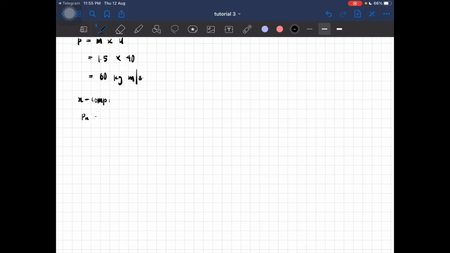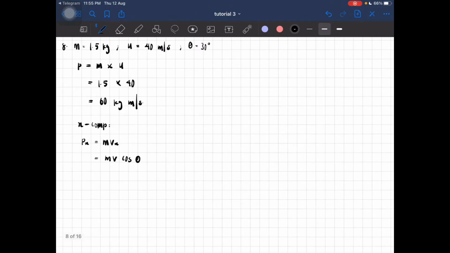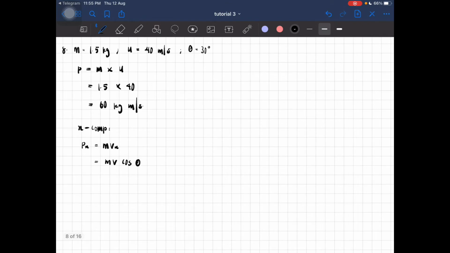is px equal to mvx. Okay, so we have m v cos theta. Okay, so how do I know it should be cos theta? Actually, let me try to draw the diagram.